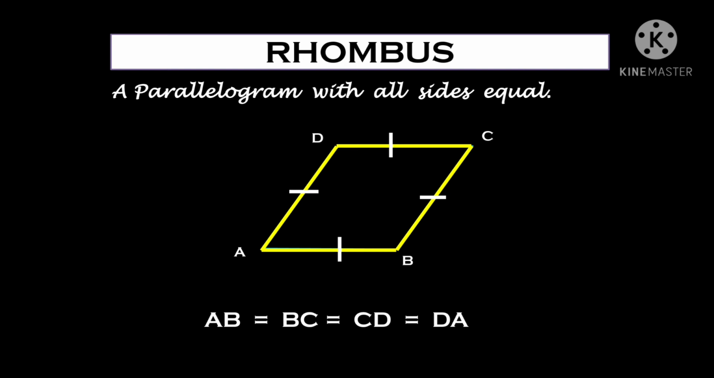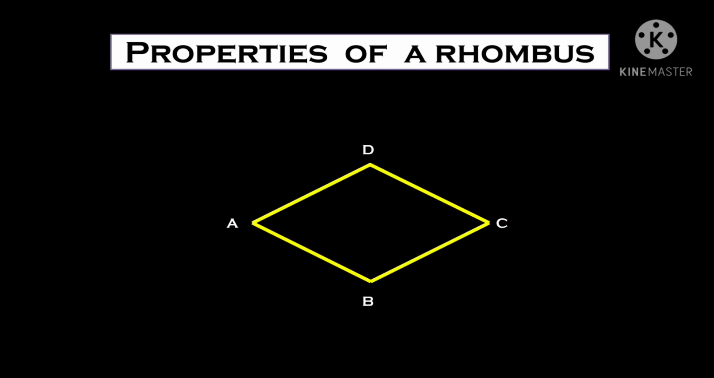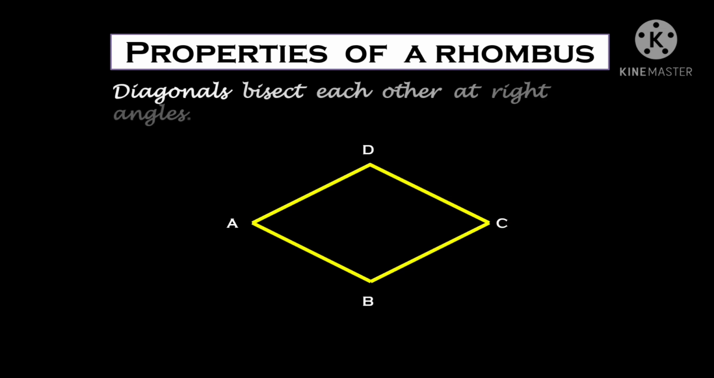All the four sides are equal. Let's see some properties of a rhombus. The diagonals bisect each other but at right angles. Same way like a parallelogram they bisect each other, but here in a rhombus they are perpendicular to each other. That means they cut at right angles.